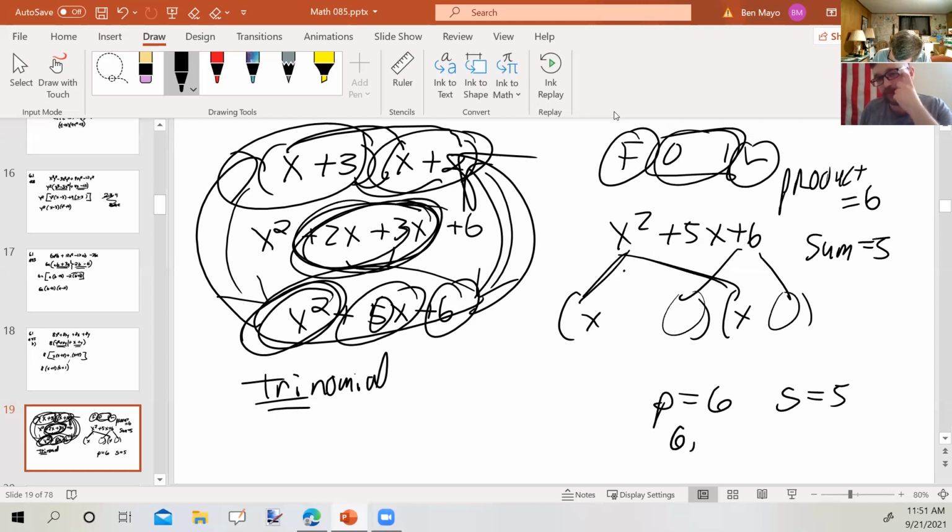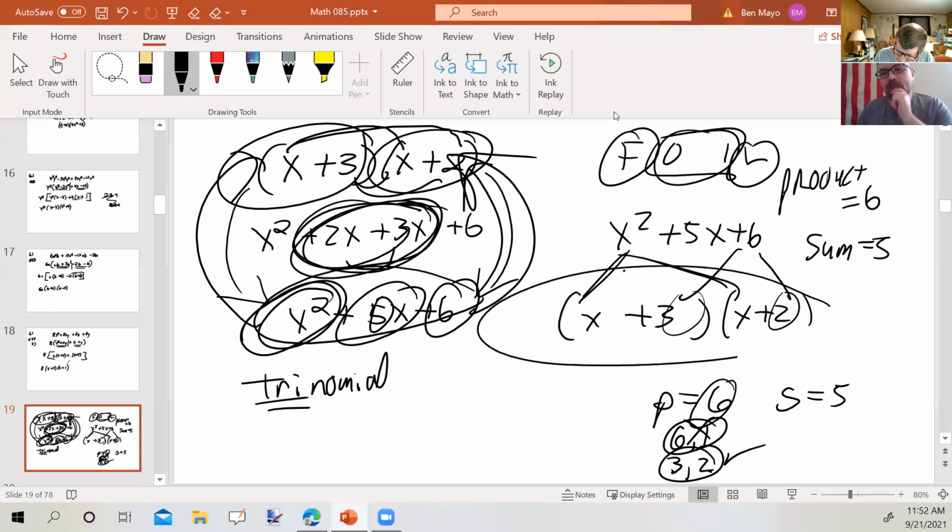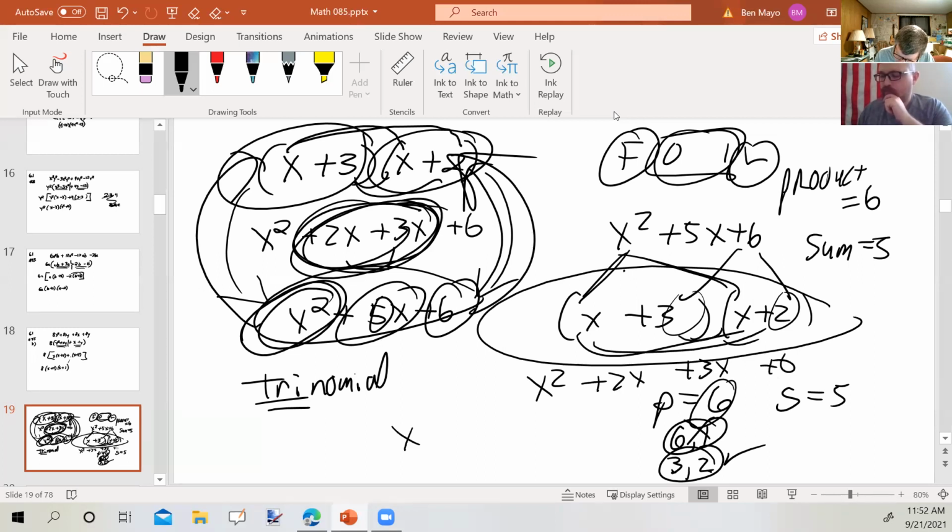Well, let's try 6 and 1 and 3 and 2. What's the sum of 6 and 1? It's 7, so that doesn't work. What's the sum of 3 and 2? It's 5. So 3 times 2, the product is 6. 3 plus 2, the sum is 5. So plus 3, plus 2, and we're done. How do we know we're finished and we've done it correctly? We'll take our answer and FOIL it back together. x squared plus 2x plus 3x plus 6, x squared plus 5x plus 6, and it checks.